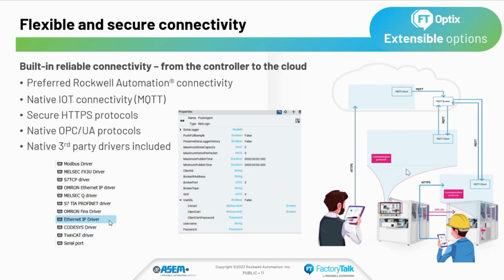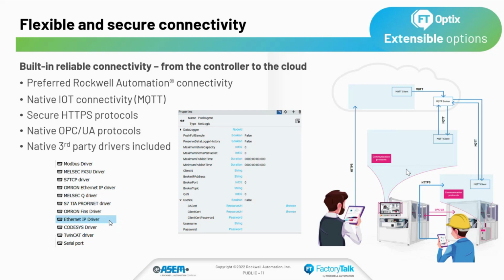Flexible, secure connectivity. Optix supports a wide array of communication protocols to various controllers. Of course, it natively supports Rockwell over EtherNet/IP. It also supports MQTT for your IoT connectivity to your cloud-based databases. It supports secure HTTPS protocols. It also supports some third-party drivers, for communication to specifically Mitsubishi PLCs, Omron PLCs, and it even supports more generic or more industry standard serial communication or TCP communication drivers such as Modbus or generic serial.